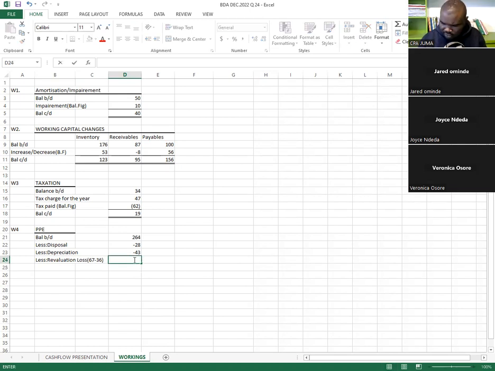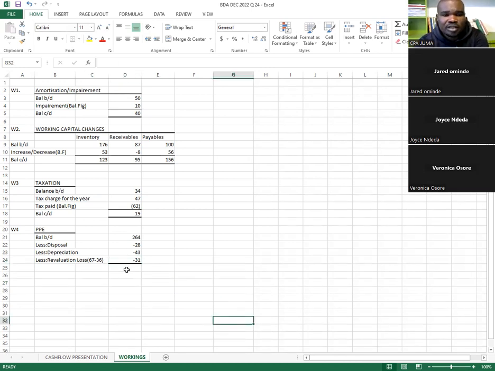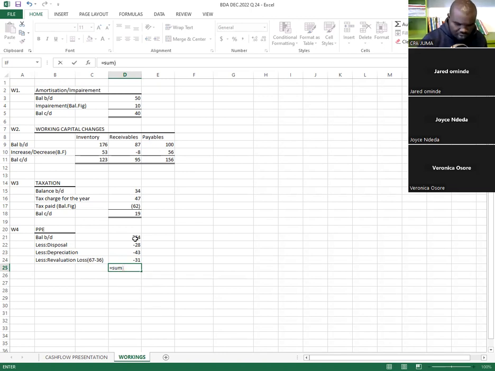But it should be negative, so I should go the other way. It should be 36 minus 67, so that I get a negative figure. There was a revaluation loss, so it affects the asset. Mostly those are what affect PPE. When you adjust for that, the closing figure should be 162.